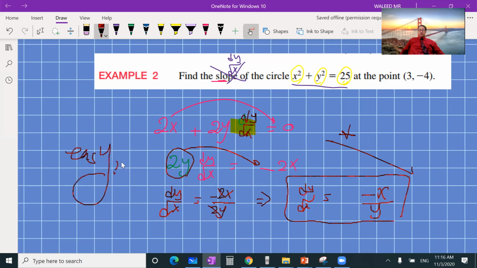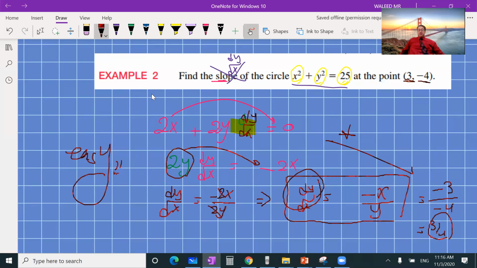Negative 3 over 4? Is the point not important? Negative 3 over 4. He wrote at the point. Oh, I'm so sorry. Excellent. And now, here is the slope, right or wrong? Yes, but it's not the slope, it's the equation of the slope. The slope means replace x by 3 and y by negative 4. So it's negative 3 over negative 4, which is 3 over 4.